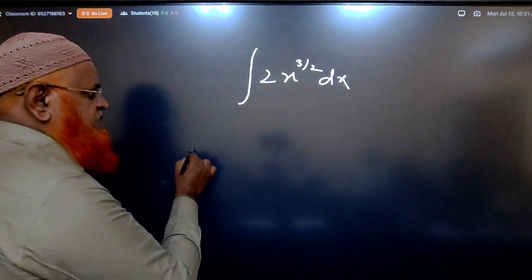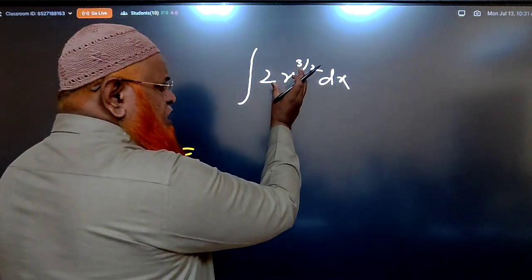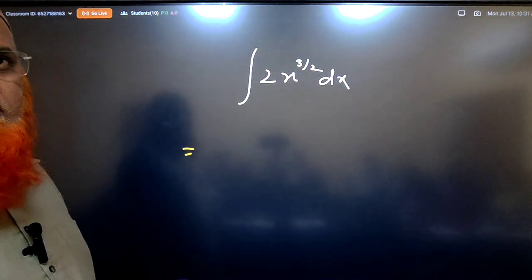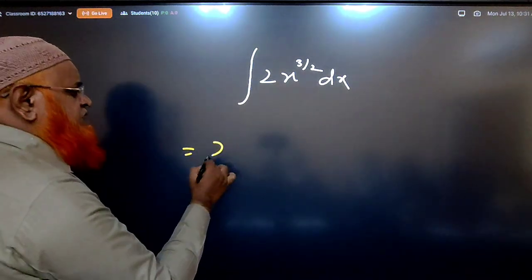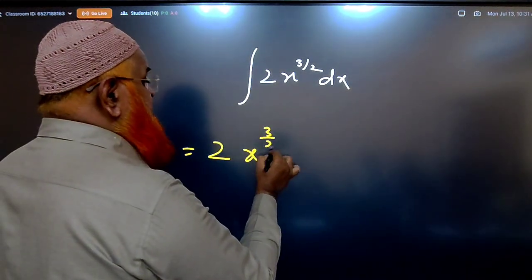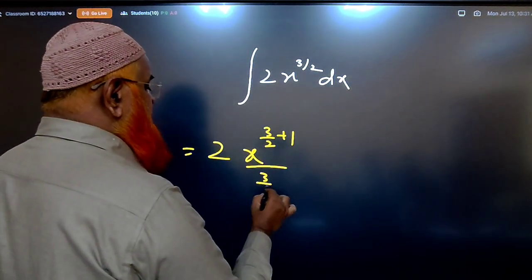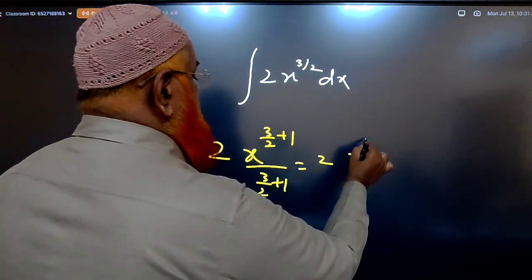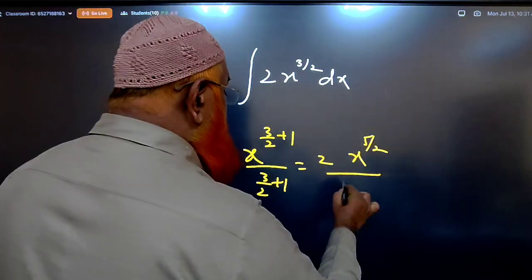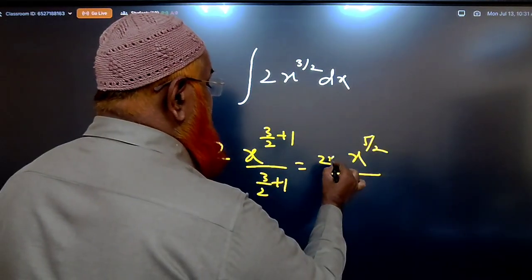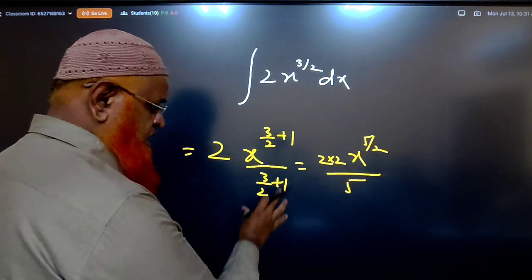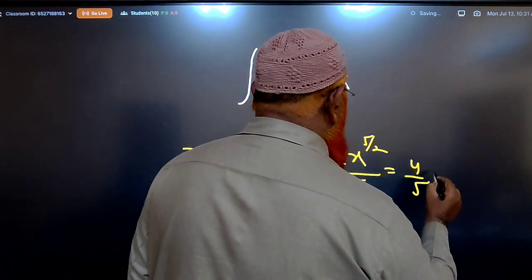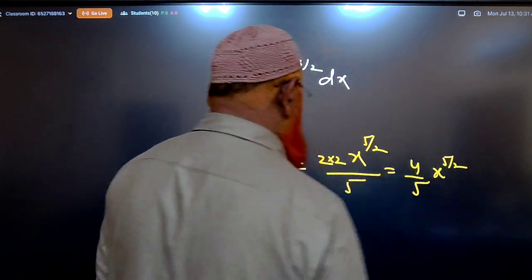Now see, along with the variable, a constant is also there. The constant will be taken outside. This is x power n plus 1, 3 by 2 plus 1 by 3 by 2 plus 1. So 2 as it is, x power of 5 by 2 by 5 by 2. 5 by 2 in the denominator can be taken as 2 by 5. So this can be taken as 4 by 5, x power of 5 by 2. That's it.